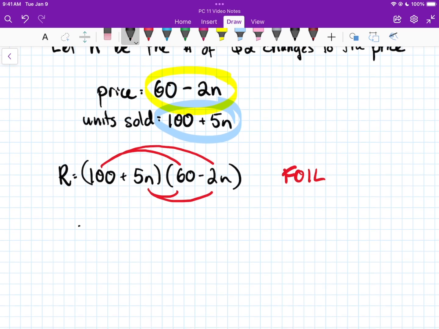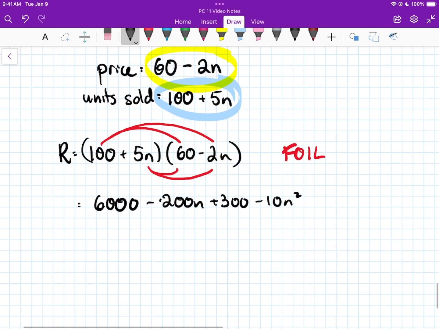So 100 times 60 gets me 6,000. 100 times negative 2n is negative 200n. 5n times 60 is 300n. And then 5n times negative 2n is negative 10n squared. So if we flip things around and simplify this, we end up with negative 10n squared plus 100n, and then plus 6,000. And that is just a really standard looking standard form equation.